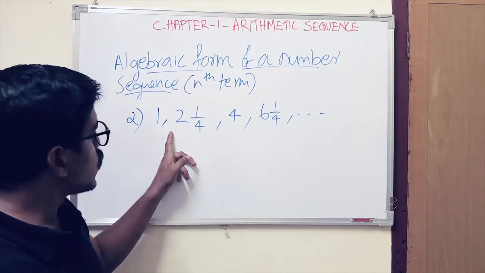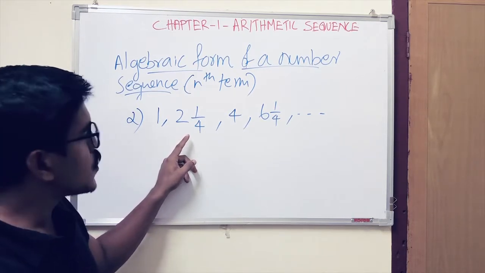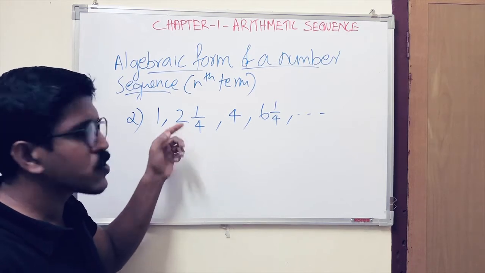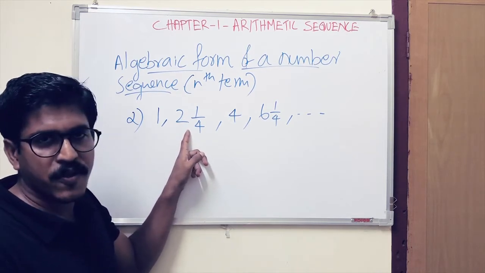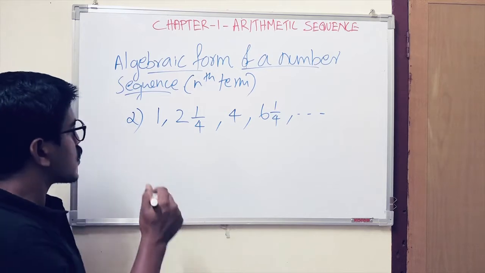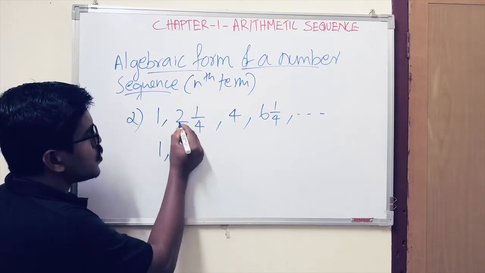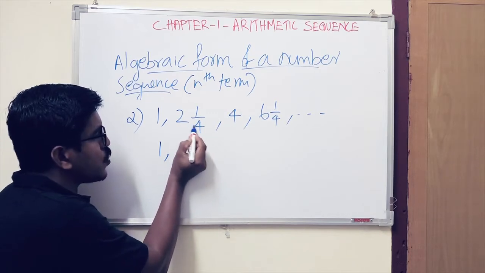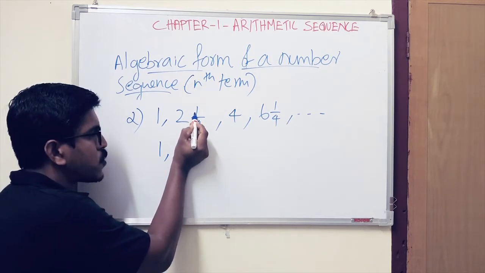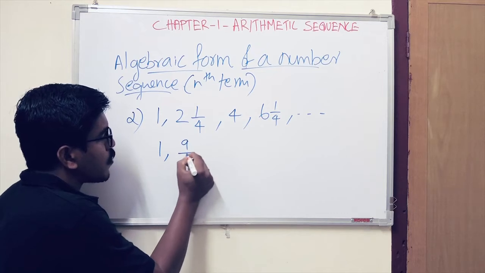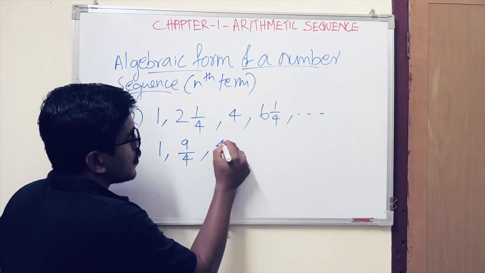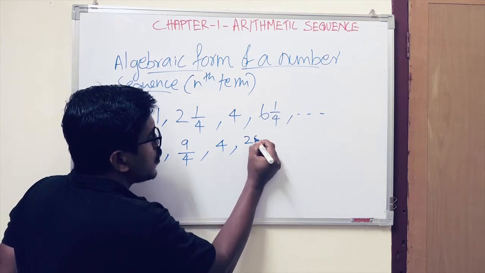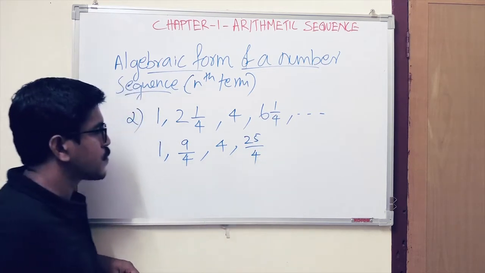This is a number sequence, but here you can see mixed fractions also coming. So we need to convert these mixed fractions into fractions first. So we can rewrite this number sequence. 1. This mixed fraction we can convert into a fraction, that is 2 into 4, 8, 8 plus 1, 9, 9 by 4. Again 6 into 4, 24 plus 1, 25 by 4.